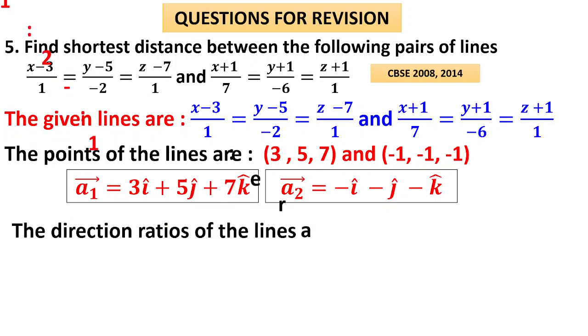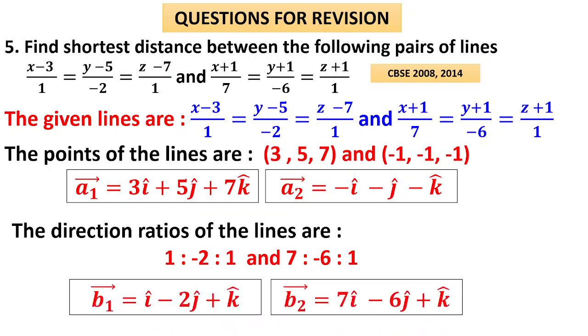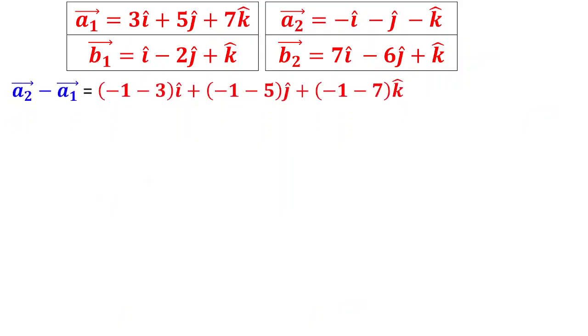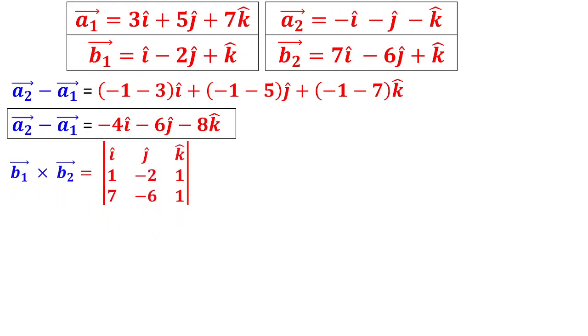Now, therefore, the direction ratios of the lines are 1, minus 2, 1 and 7, minus 6, 1. So I can identify B1 and B2. 1, minus 2, 1, therefore i minus 2j plus k. 7, minus 6, 1, therefore 7i minus 6j plus k. Now I have got everything. I will go for computing A2 minus A1, very simple. Subtract the components. You will get A2 minus A1. It is minus 4i minus 6j minus 8k.